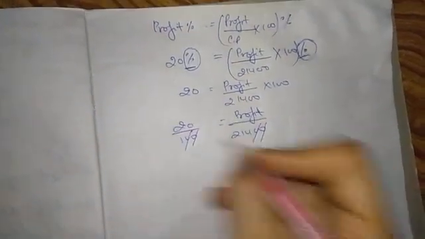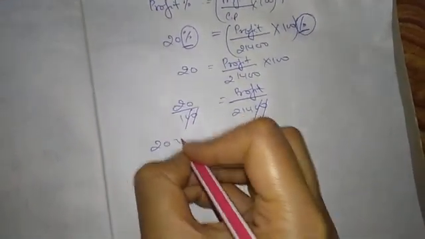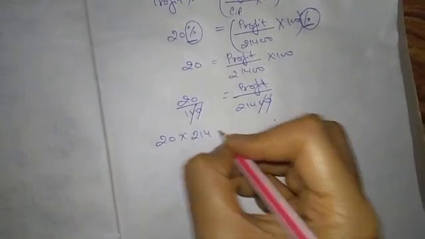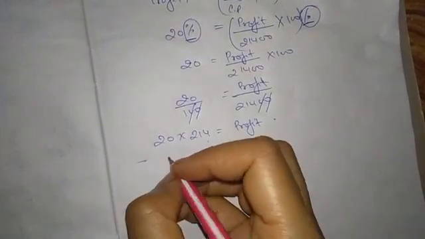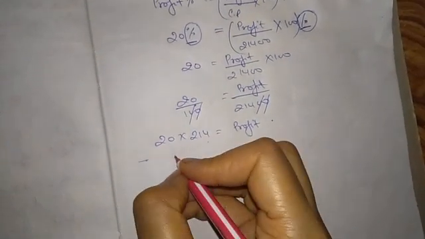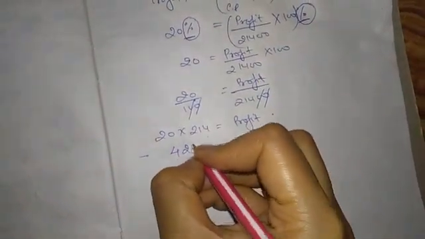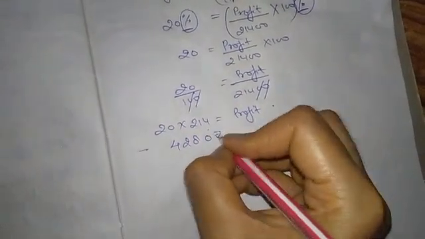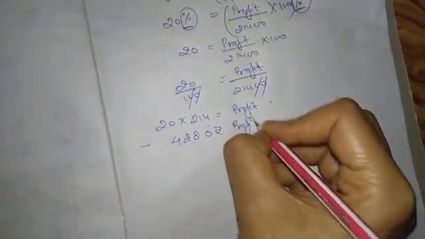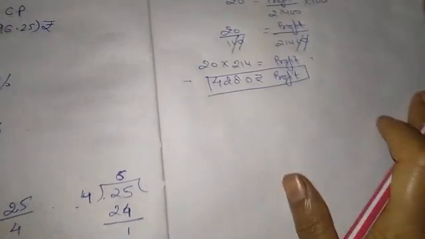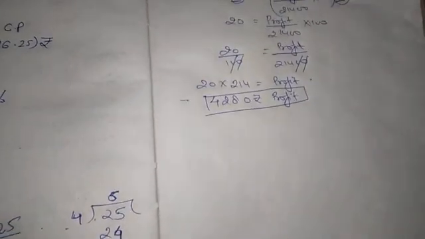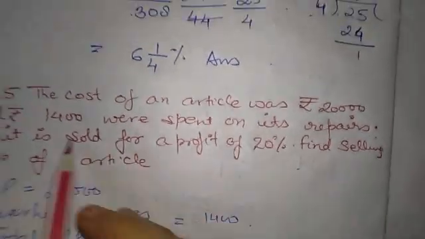Now 20 into 214 is equal to profit. Now how much will the profit be? 4280 rupees will be the profit. Now I have the cost price and I have the profit also. I can easily find out the selling price, as it was given that we need to find the selling price of the article.